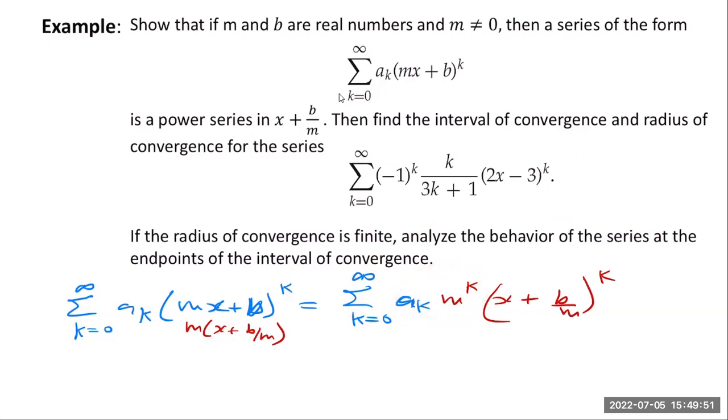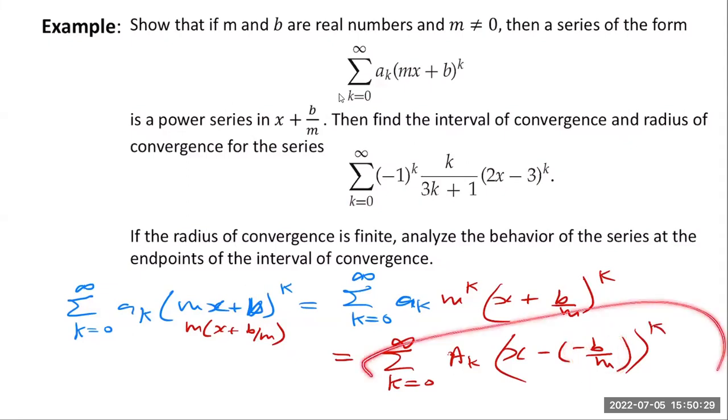Okay? This could be written as sigma k goes from 0 to infinity, capital AK times x minus minus b over m to the k. I will write capital AK for that. Capital AK is nothing but lowercase ak times m to the k, to get the exact form of the standard form of the power series in x minus x naught. As you can see here clearly, this is your x naught. This is in the standard form of the power series in x minus x naught, with x naught equal to minus b over m. So it is a power series.